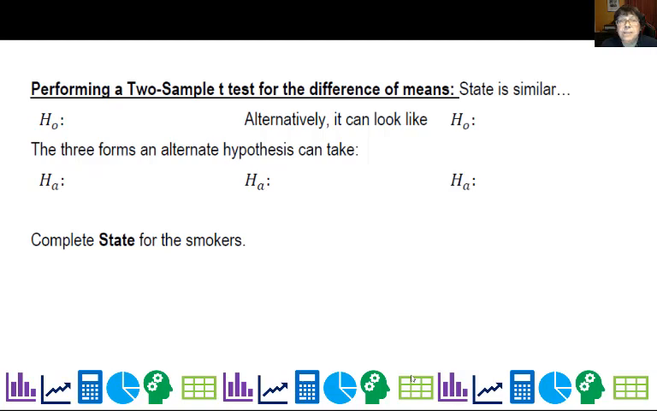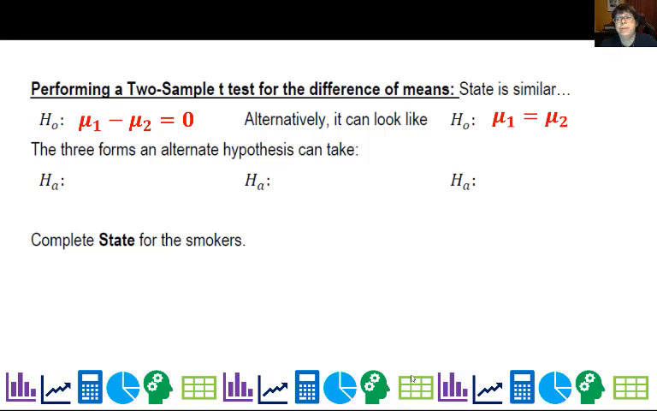Our state is similar to before. We're going to do it kind of like when we did the proportions for the differences. So we can just say the first mean minus the second mean. We assume there's no difference, so we say one minus the other is 0, or you can say that mean 1 equals mean 2.